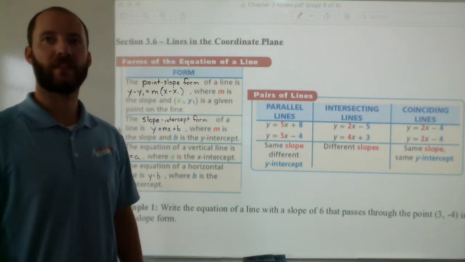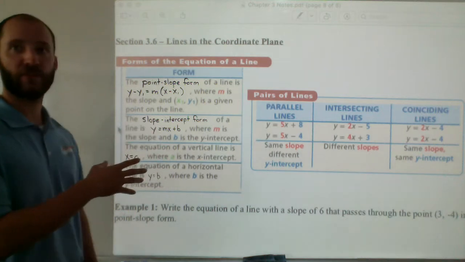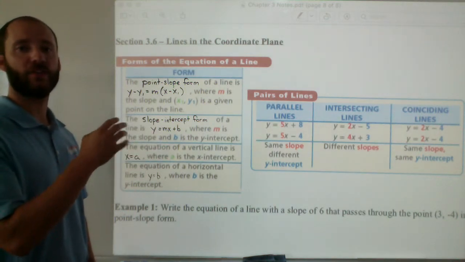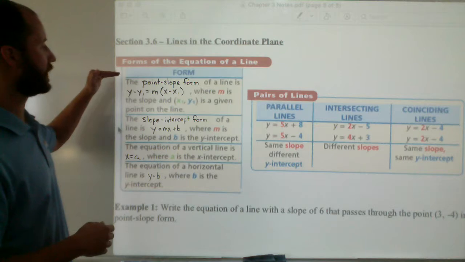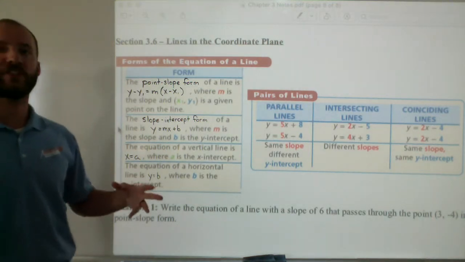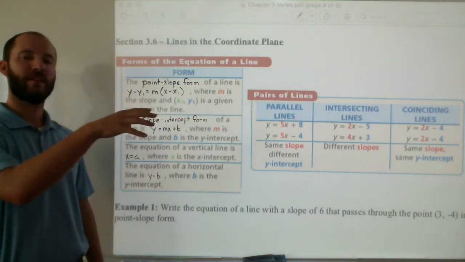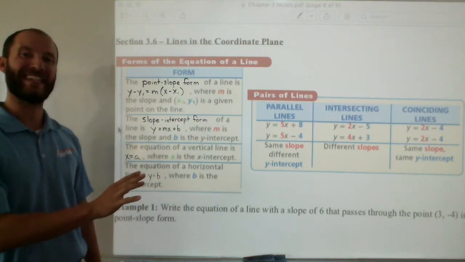Section 3.6, lines in the coordinate plane. So what we're looking at is building off of section 5 with lines and slope and looking at some specific equations of lines. What I want you to understand about these forms of lines is that what's in the name is what the information is that you need.